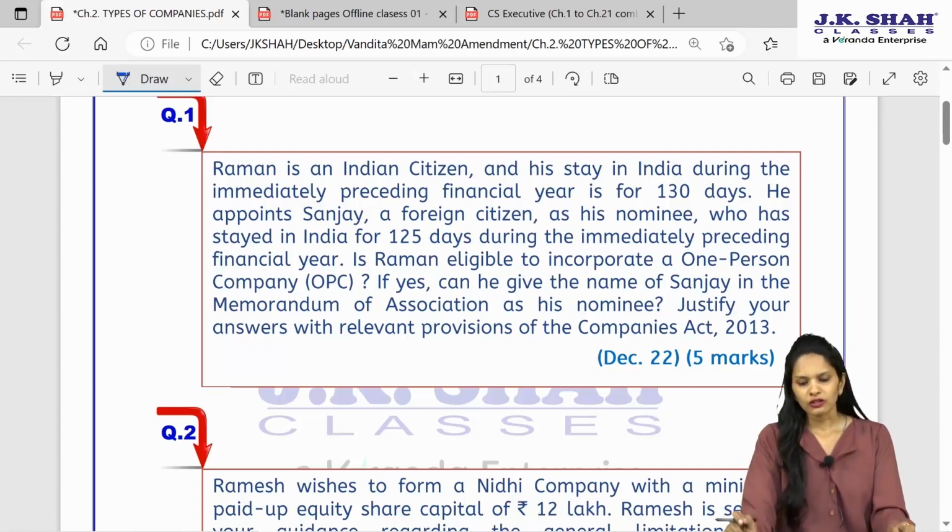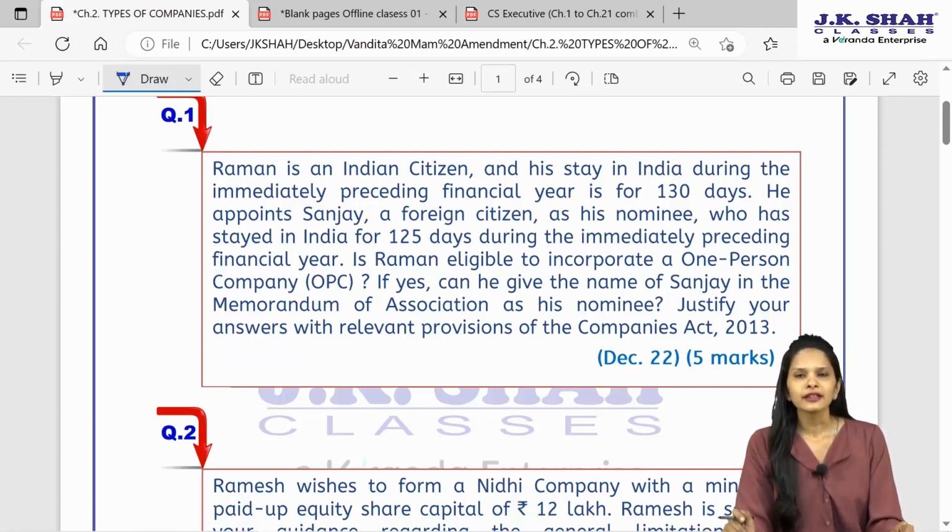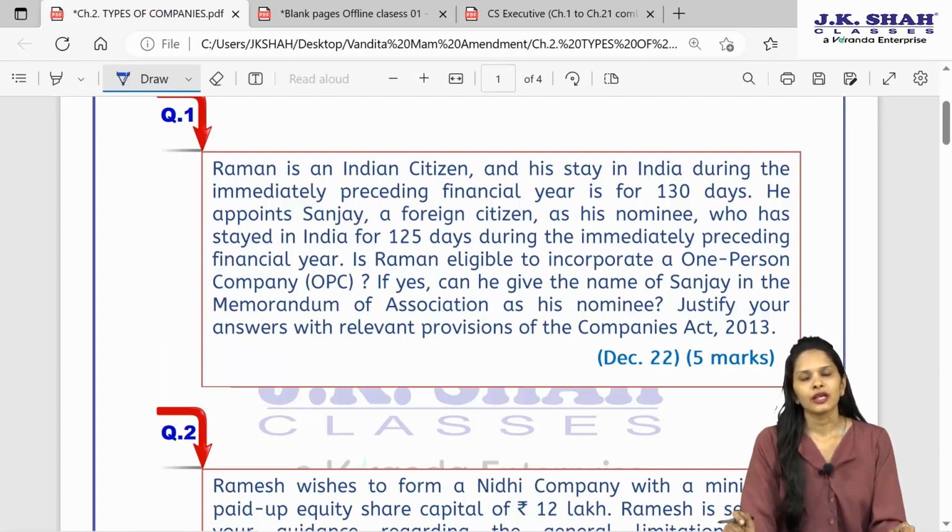So your first question talks about Raman, who is an Indian citizen. He has stayed in India during the immediately preceding financial year for 130 days. Then he appoints Sanjay, a foreign citizen, as a nominee, who has stayed in India for 125 days during the immediately preceding financial year. Now the question is: is Raman eligible to incorporate an OPC? If yes, can he give the name of Sanjay in the Memorandum of Association as his nominee? Justify answers with relevant provisions of the Companies Act 2013.